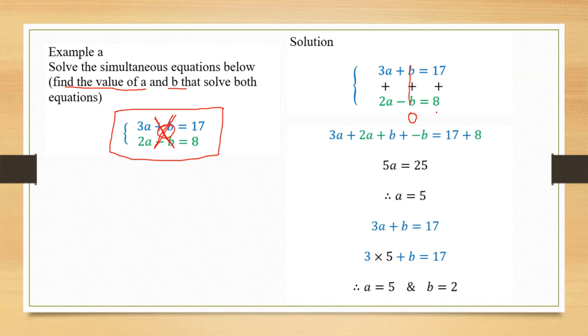And then I can do this next step. So this part here is 0. 3a and 2a is 5a. And I can add the 17 and the 8 here as well. So 17 and 8 is 25. So by adding the two equations together, I've eliminated B, and I can find the value of A. Divide both sides by 5, and that tells me that A equals 5.